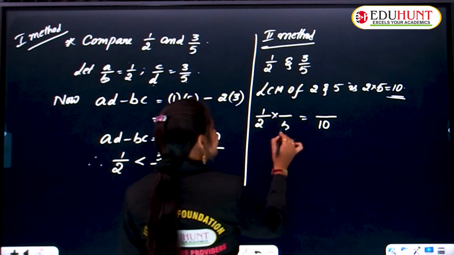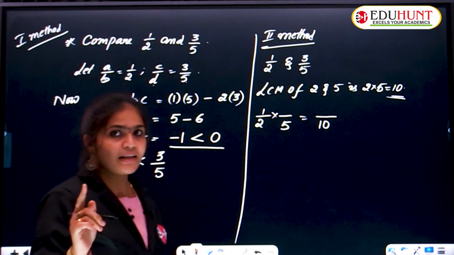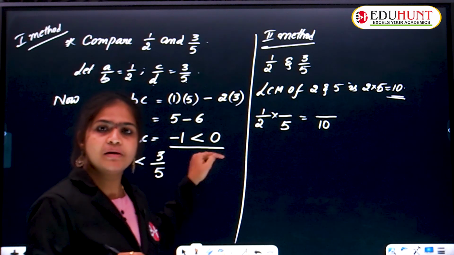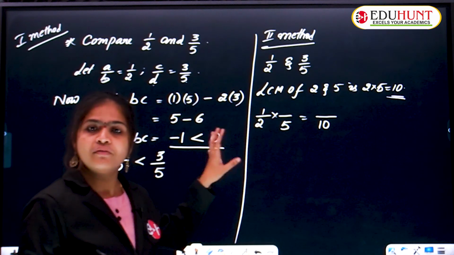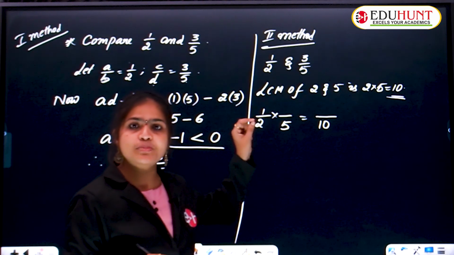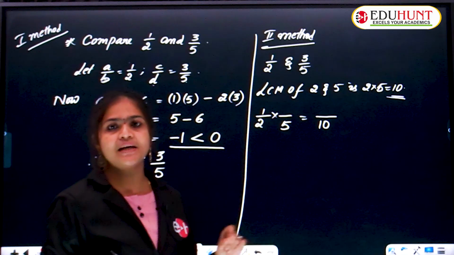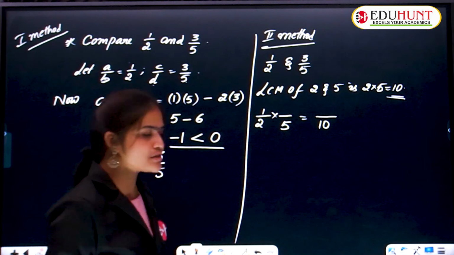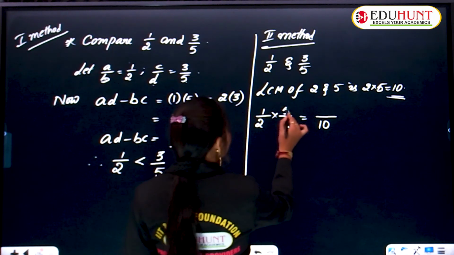2 5s are 10. Clear? And we know the condition. Here the numerator is multiplied by which number? By the same number, the denominator also should be multiplied. Which means the numerator and denominator of a fraction must be multiplied by the same number. Then only we will get its equivalent rational number. Understood? As per that, here also 5.